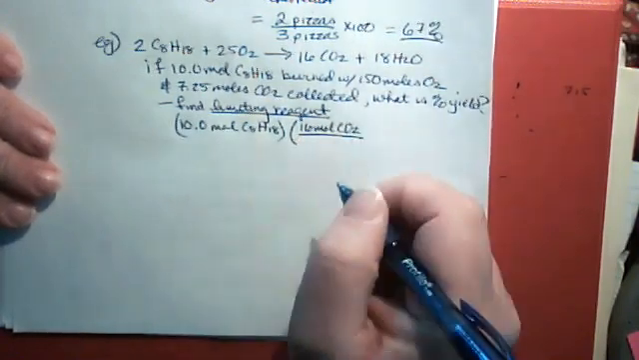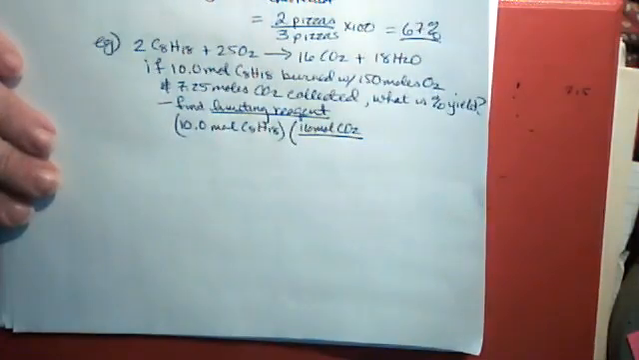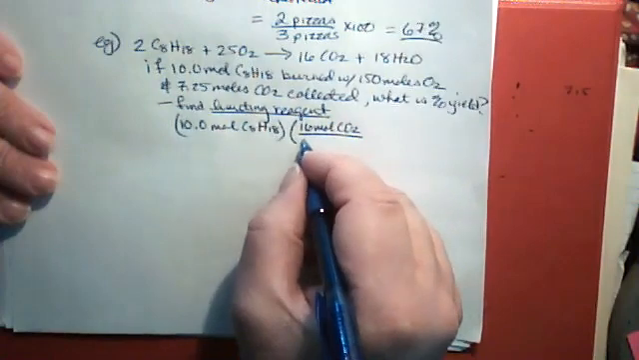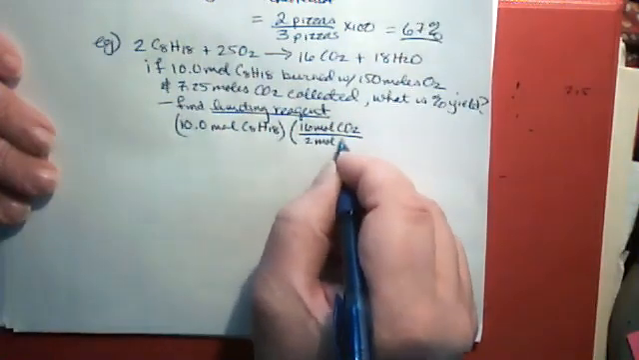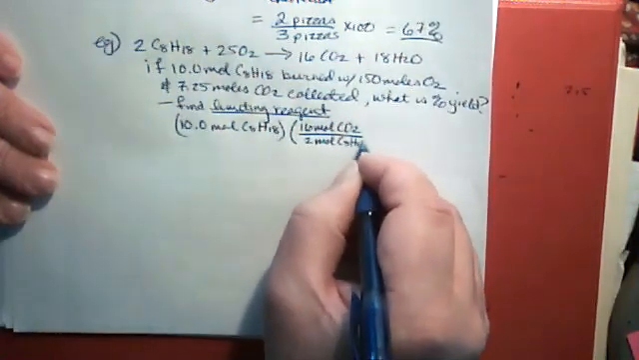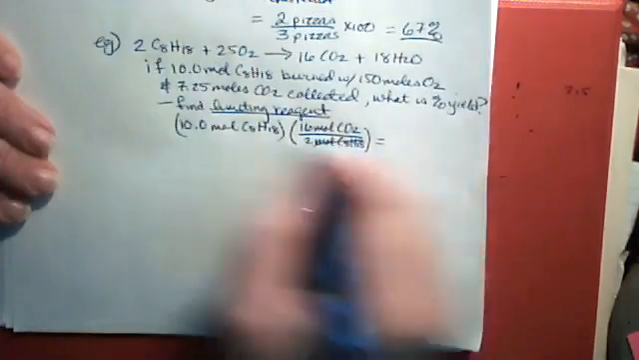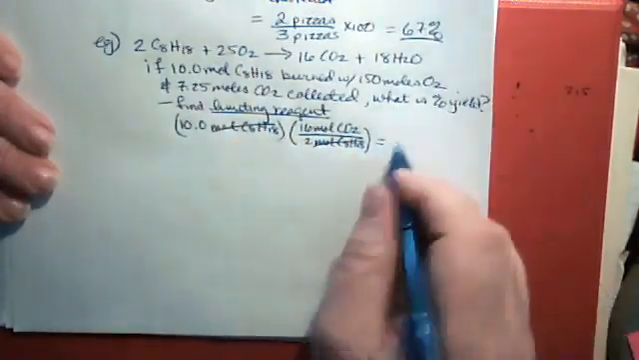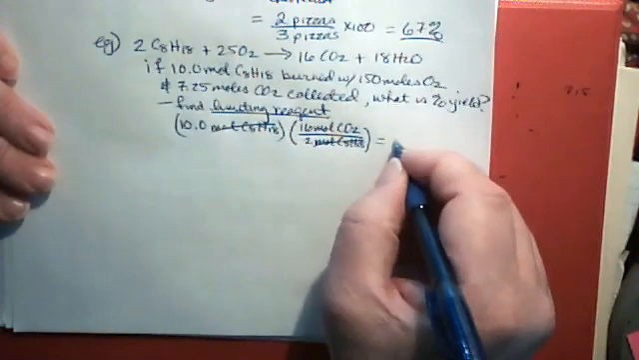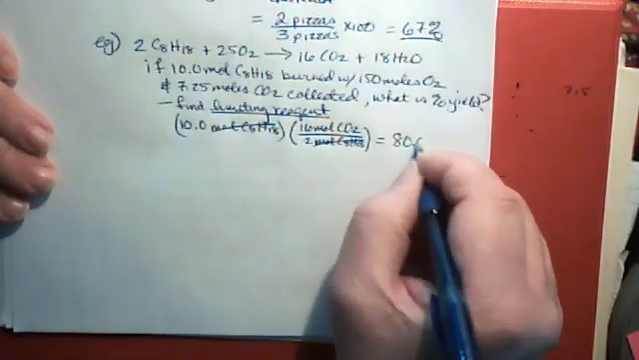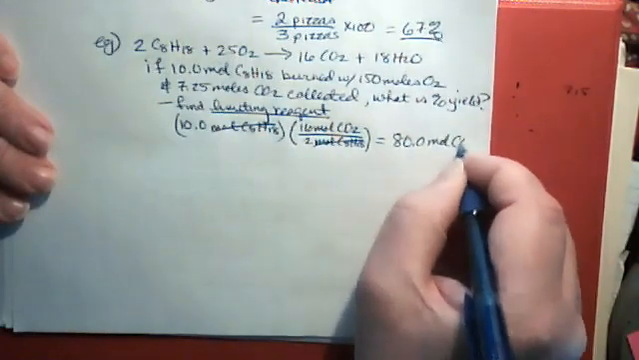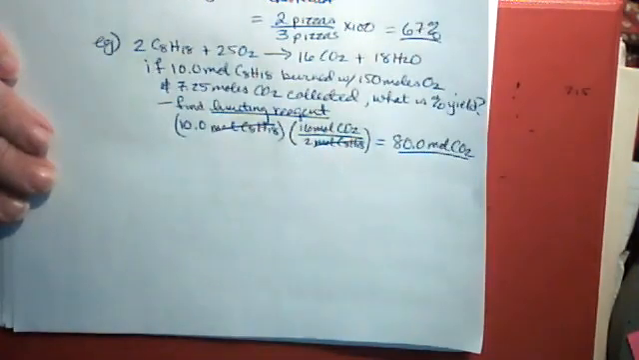And the equation tells us that we get 16 moles of CO2 out for every 2 moles of octane in. Notice moles of octane cancel. And 10 times 16 divided by 2 is 80 moles of CO2 from the amount of octane we have.